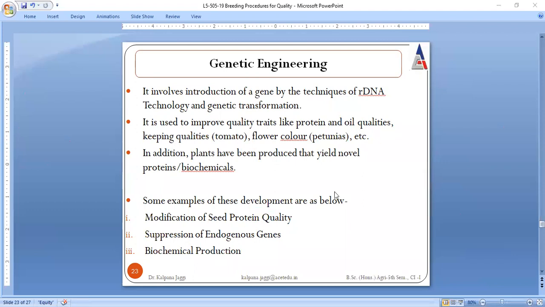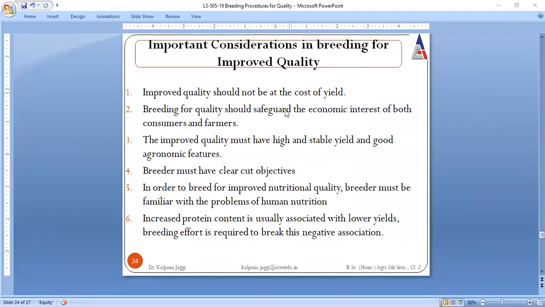Now see, while one goes for the breeding, and once the breeding is being done for improved quality, then one must remember, if the variety is being improved, then along with the improvement in the characteristic, that means in the quality, that improved quality should not be at a cost of yield.